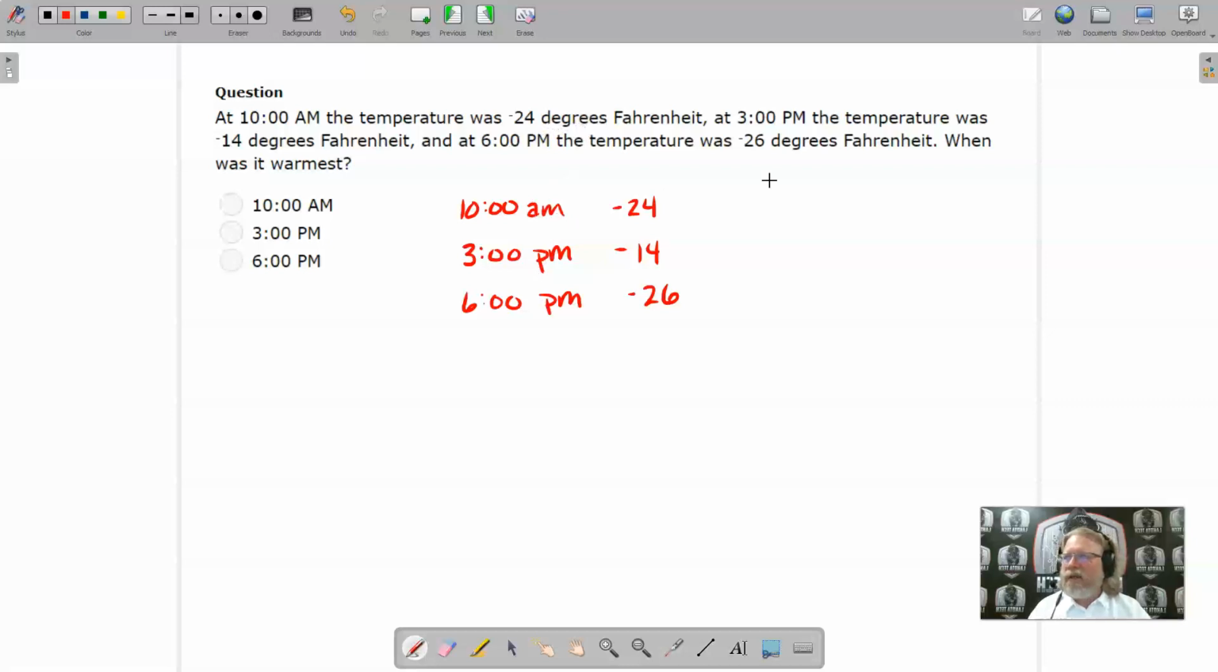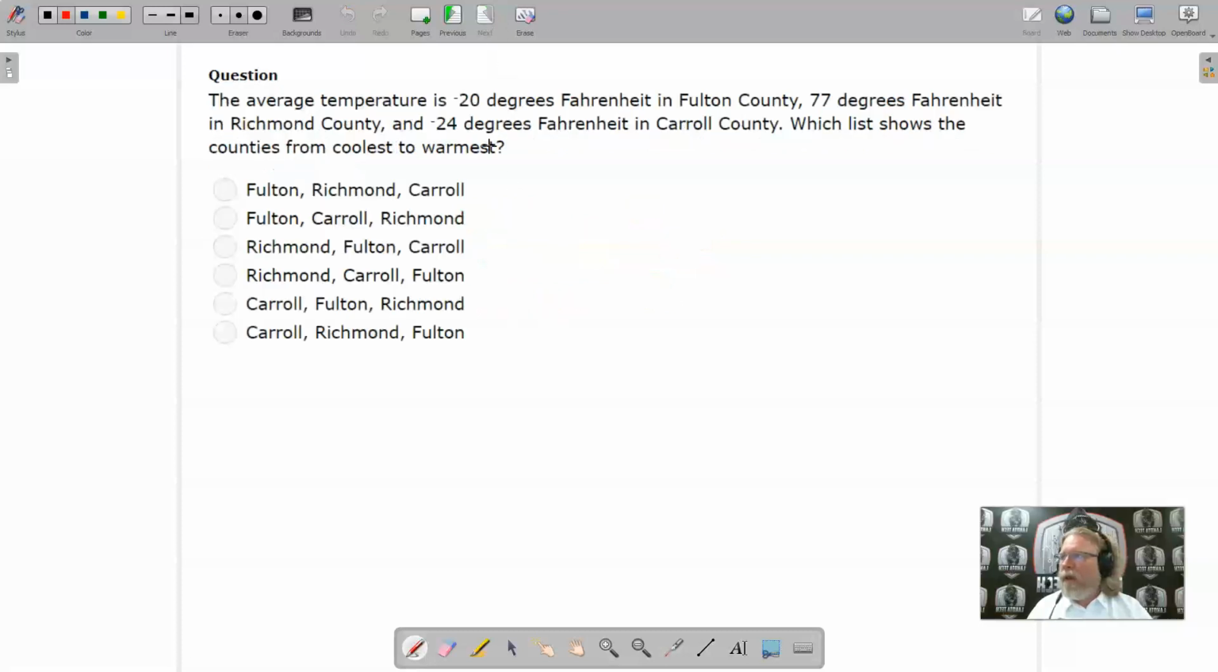Now let's see what the question is. When was it warmest? Well, out of all these values here, right here, negative 14 has the greatest value. Remember, they're all negative numbers, so the one with the lowest absolute value is going to be closest to 0. The one closest to 0 is going to be the greater of the 3. So we're looking at 3 p.m. is whenever it was its warmest, so we'll select 3 p.m.